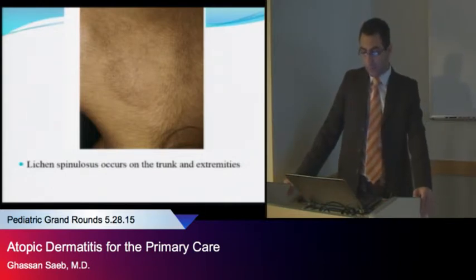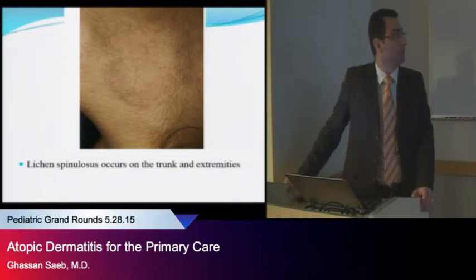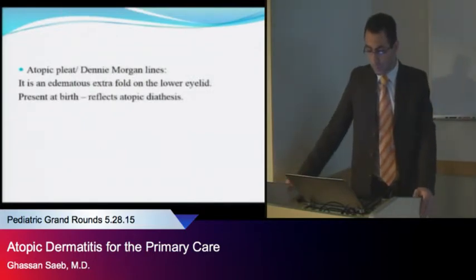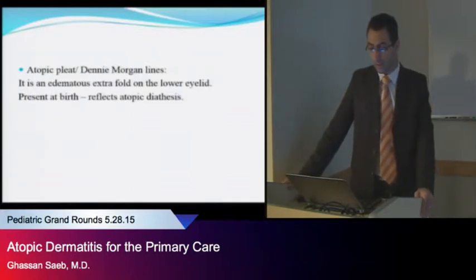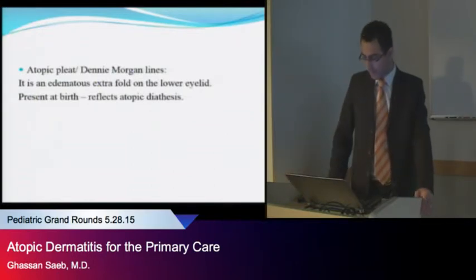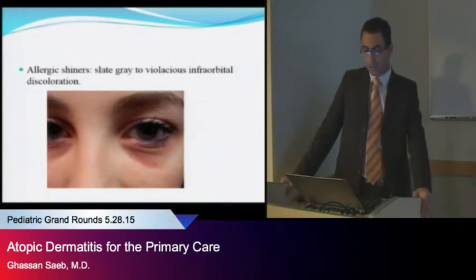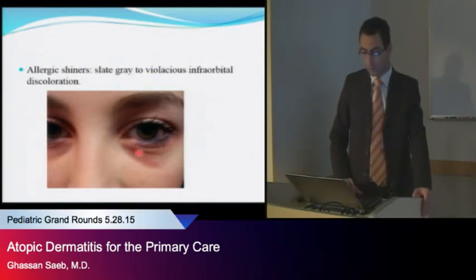Lichen spinulosus occurs on the trunk and extremities, and it's a well circumscribed area of papules that is also asymptomatic. Atopic pleat or Dennie-Morgan lines, it's an edematous extra fold on the lower eyelid. Usually it's present at birth and reflects atopic diathesis. And it's the shiny line, extra shiny line right here. Allergic shiners, slate gray to violaceous infraorbital discoloration. This is from Google.